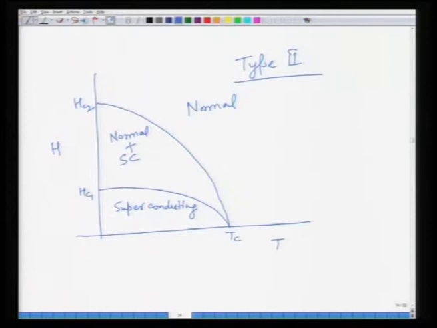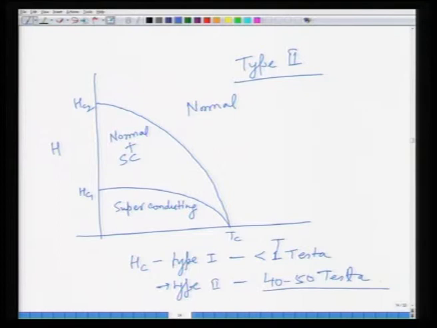For instance, the critical field Hc for type 1 superconductors could be of the order of less than a Tesla or so, and for type 2, since they have this region where normal and superconducting phases can exist, the fields can be as high as 40 to 50 Tesla. This is the advantage with type 2 superconductors, that you can hold at least some superconductivity up to very high fields, and this is very important from the application point of view.